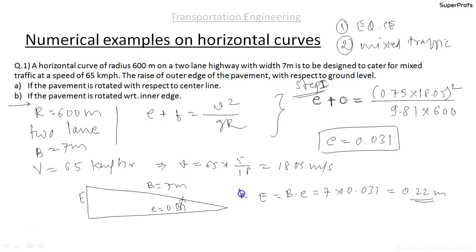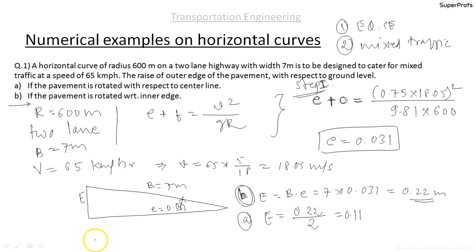So here I have answered the B part of the question, that if the pavement is rotated with respect to the inner edge, then 0.22 is the raise of the outer edge. And if the pavement is rotated about the center line, then E equals 0.22 by 2, equal to 0.11.